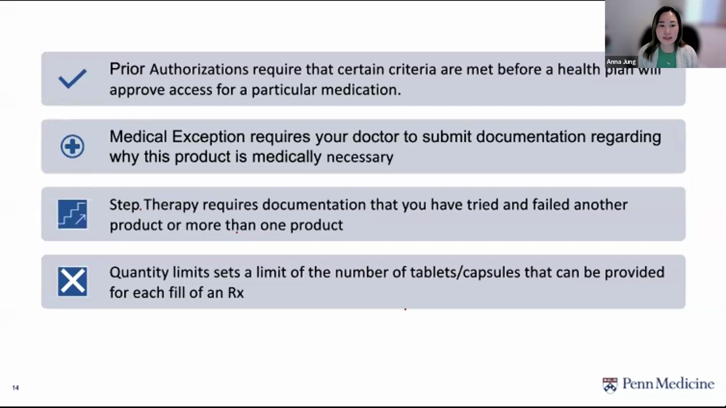And then lastly, quantity limits sets a limit on the number of tablets or capsules that can be provided per month for each fill. But it can also refer to dosing frequency. So if you are prescribed to receive a medication more frequently than the standard dose, you may need an additional approval beyond the actual drug approval, and you may need a second approval for quantity limits.